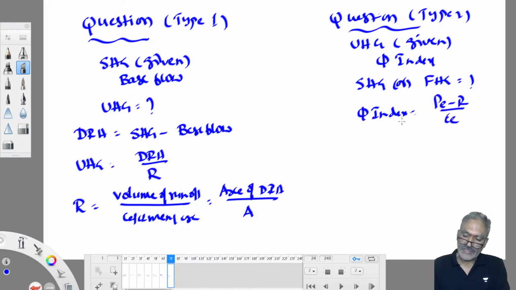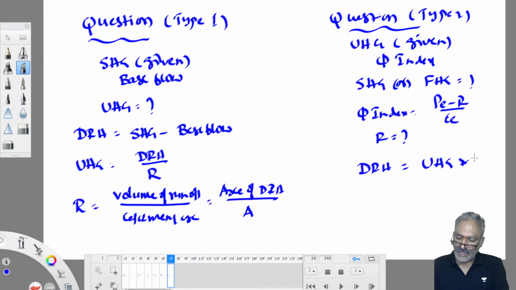Everything is given to you. T is nothing but D, the storm duration. So from this you can find out R. Once you get R, we can find out the direct runoff hydrograph ordinates. The unit hydrograph is given, right? So direct runoff hydrograph is equal to unit hydrograph into R.